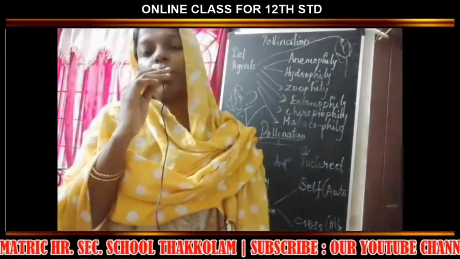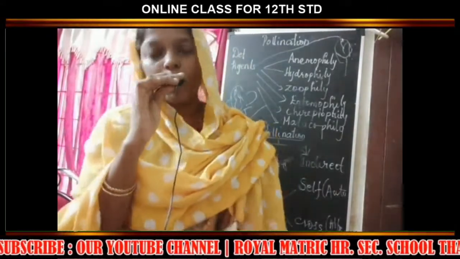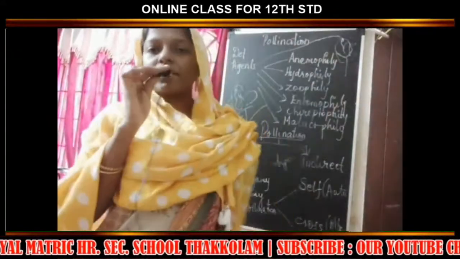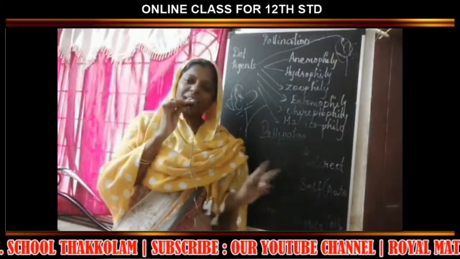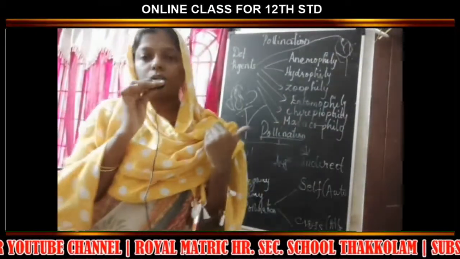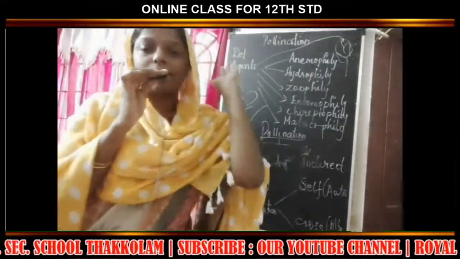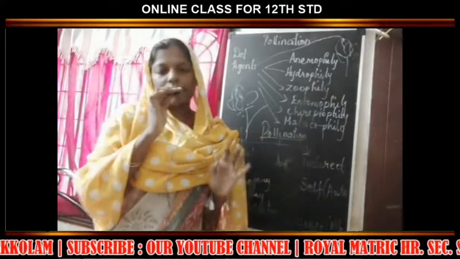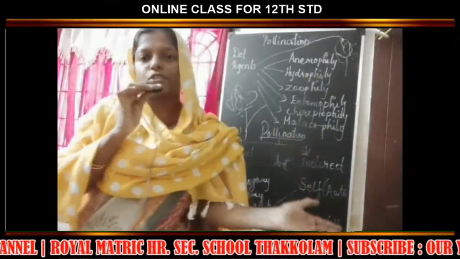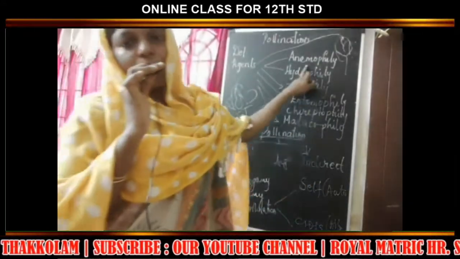First one, if the pollination occurs by air or wind, it is called anemophily. What will be the characteristic feature if it is anemophily? The pollen grain should be lightweight and feathery. Only if the pollen grains are lightweight can the wind or air carry them. Do you agree with that? Yes, that is correct, because only if the pollen grains are lightweight and feathery is it easy for the wind or air to travel. So lightweight pollen grains are carried by anemophily, air or wind.